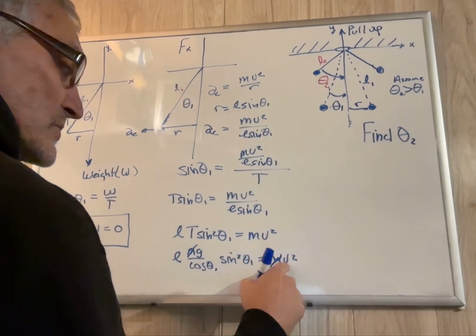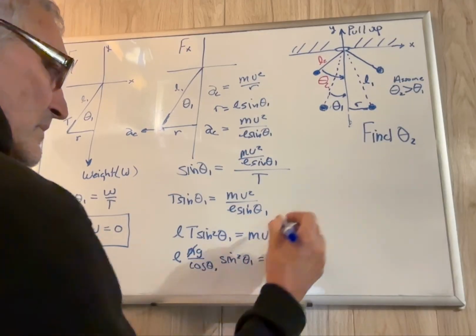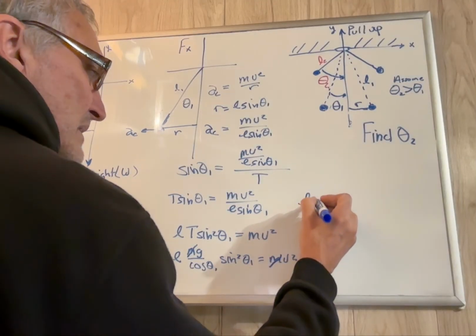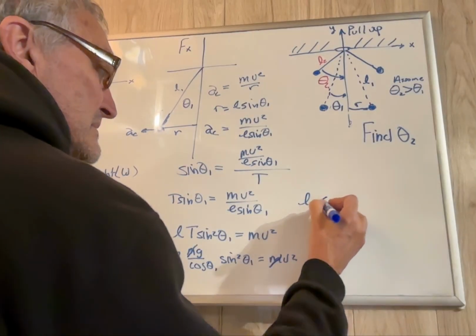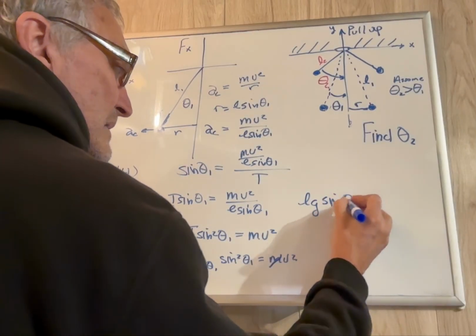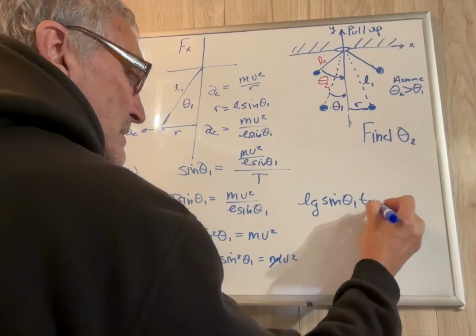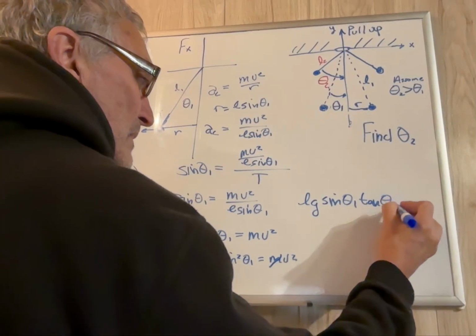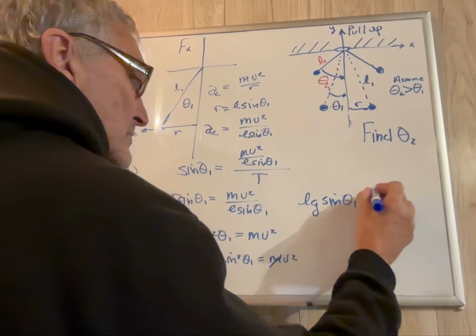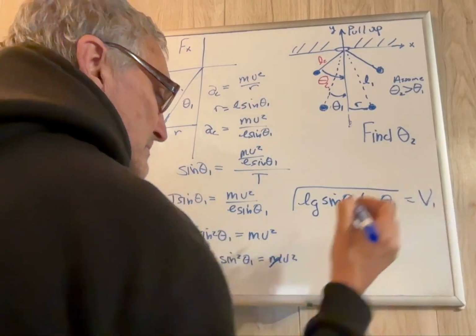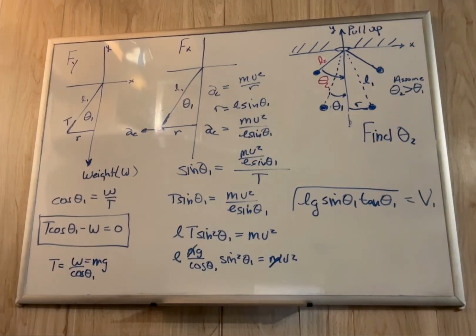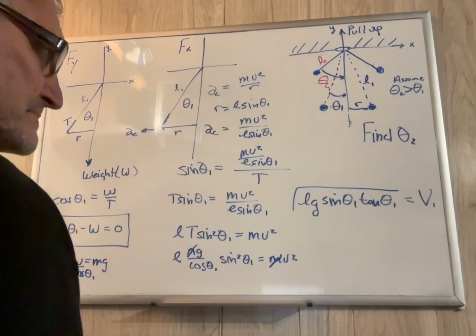So we're going to have a square root then. So we're going to have L times G. We're going to have our G here times sine theta 1 tangent theta 1, square root is going to be equal to our V, our V1. Whoa, really? Is that what it is? I think it might be.